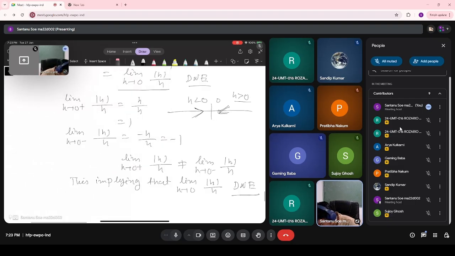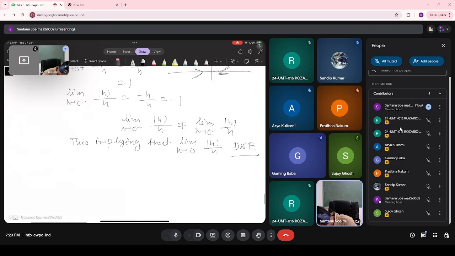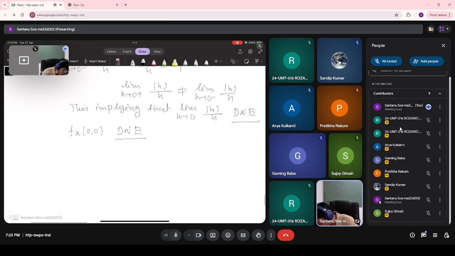Okay? So from here we can say that f_x at (0, 0) does not exist. Similarly, you can also prove that f_y at (0, 0) does not exist. Okay, so I think this was helpful for you. Is it clear now?